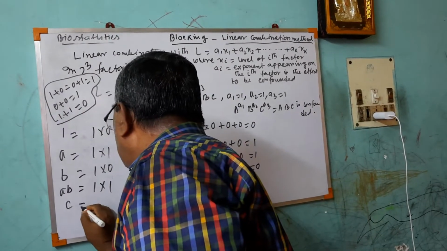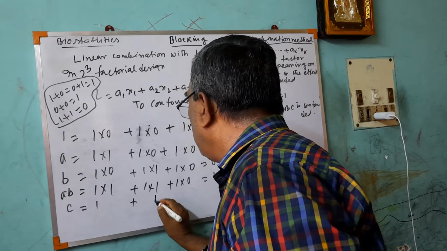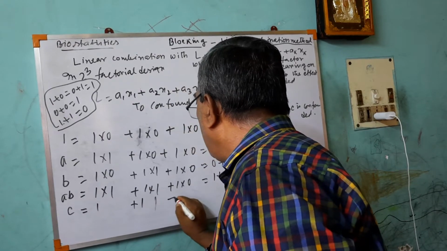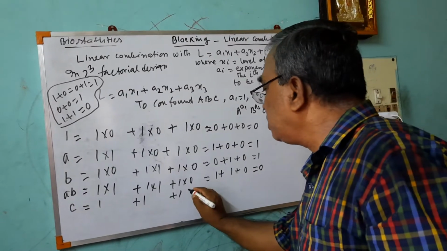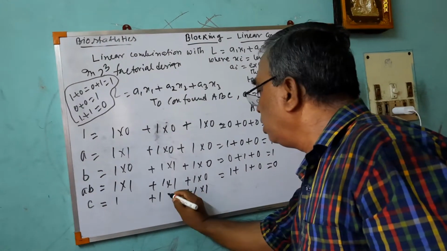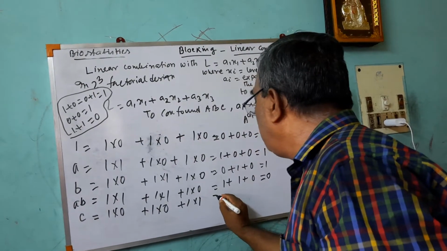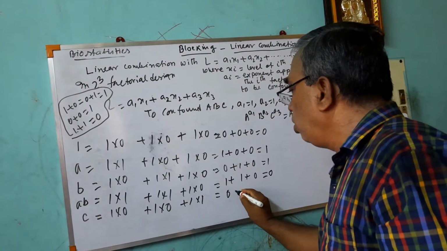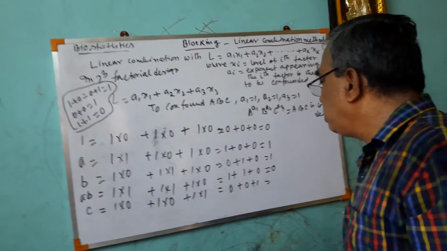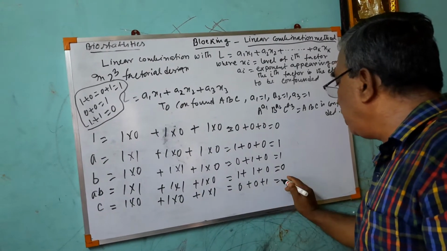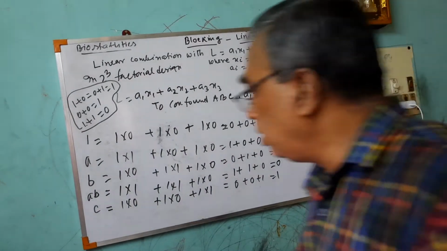Then C. In case of C, again write 1 plus 1 plus 1 plus 1. Now, in case of C, that means x3 will be 1, this equal to 0, this equal to 0. So this can be written as 0 plus 0 plus 1. This is 0 plus 0, 0, 0 plus 1, that is 1. Now AC.